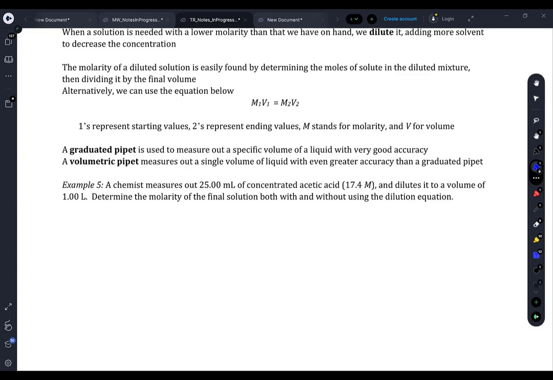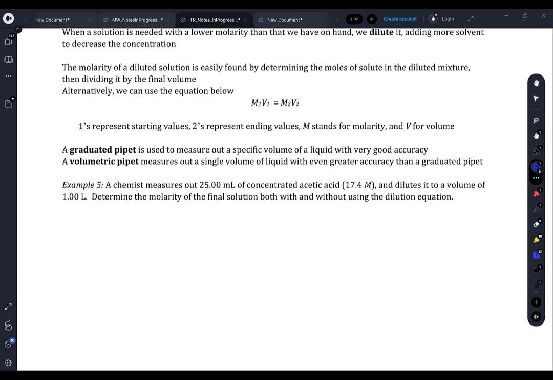And the dilution equation is basically saying the starting molarity times the starting volume of a solution is going to equal the final molarity times the final volume. This would also work for other things too, like percent compositions and things. So the ones just represent the starting values, the twos representing the ending values.